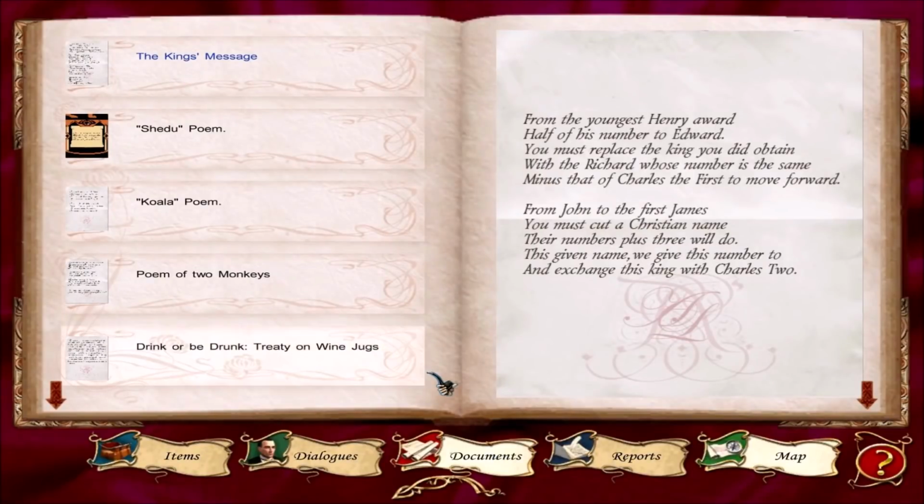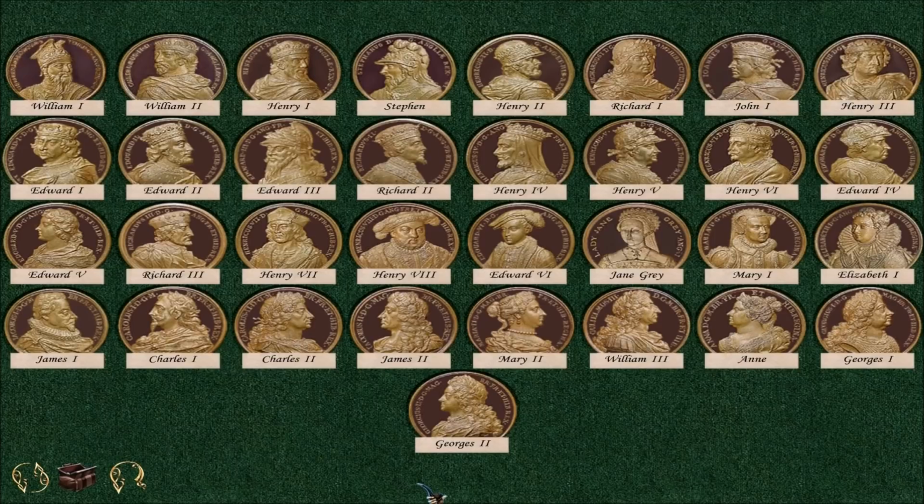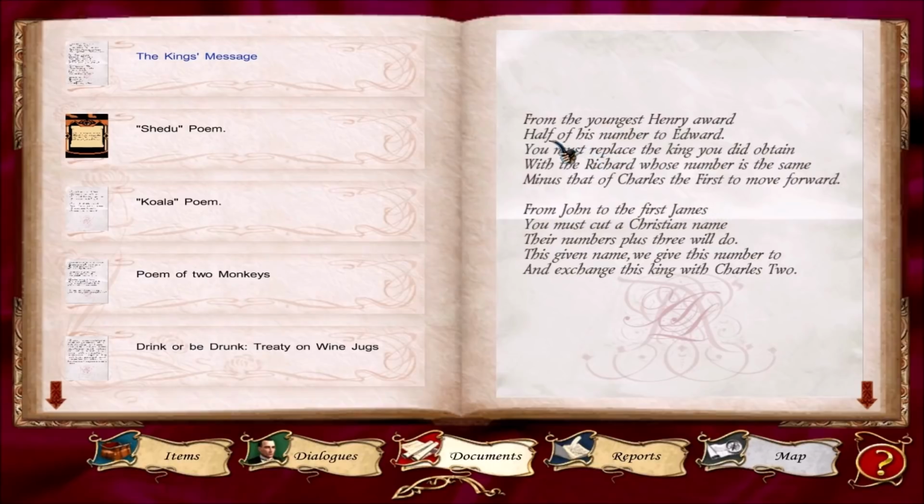From the youngest Henry, award half his number to Edward. So who is the youngest Henry? Well, it has to be Henry the Second if we're going to divide it by half, because if it was Henry the First, we couldn't divide by half. Well, we could, but that wouldn't make sense. So I take one from Henry and I give it to Edward.